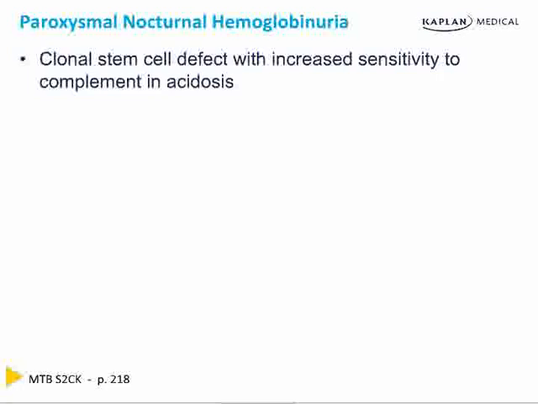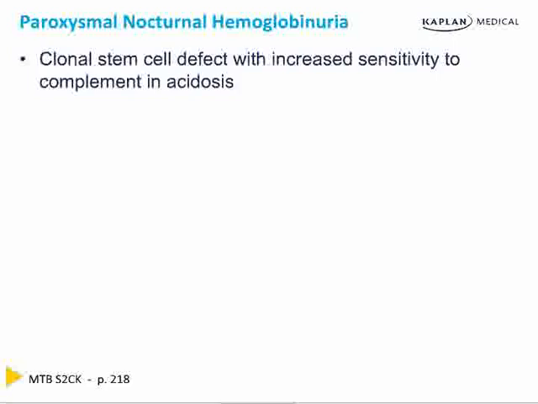Paroxysmal nocturnal hemoglobinuria, PNH, is a clonal stem cell defect. That means it's like a leukemia or aplastic anemia. One stem cell goes awry, and there's increased sensitivity to complement. Now, complement is what the immune system uses, in addition to its other immune mechanisms, to destroy invaders into the body. Now, the problem is it's abnormally destroying your red cells.